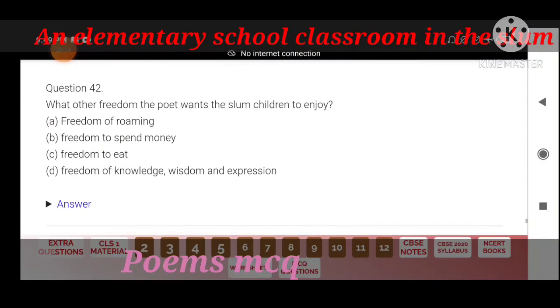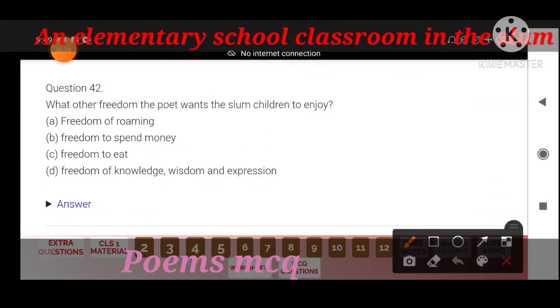What other freedom does the poet want the slum children to enjoy? Freedom of roaming, freedom to spend money, freedom to eat, or freedom of knowledge, wisdom and expression? So the answer is D, freedom of knowledge, wisdom and expression.